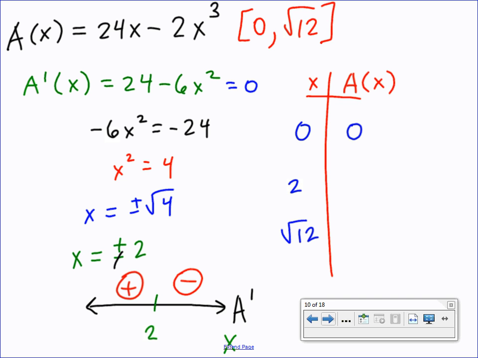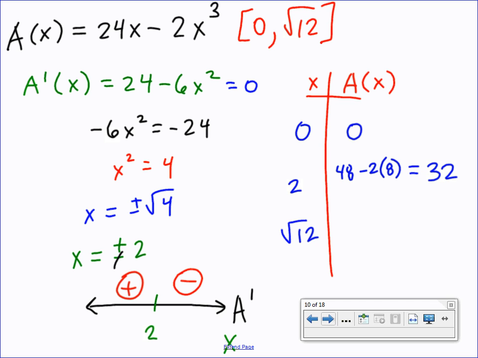2 in for x. So 24 times 2 is 48. Minus 2 times 2 cubed is 2 times 8 is 16. 48 minus 16 is 32. So I'm getting 32 square units of area enclosed when x equals 2, the x coordinate of my point. Do you guys get that? For A of x? Yes?